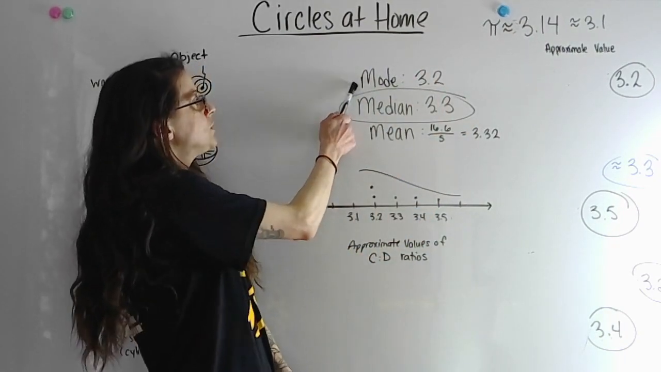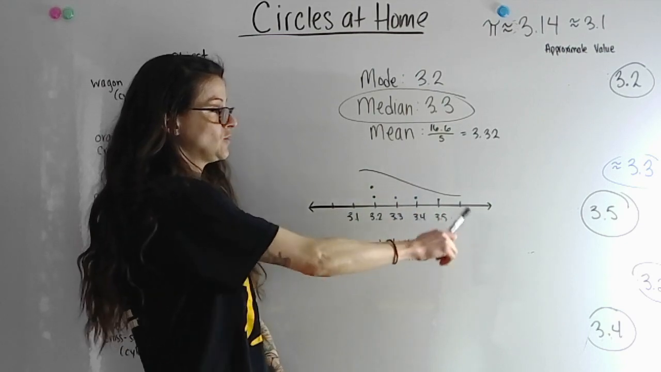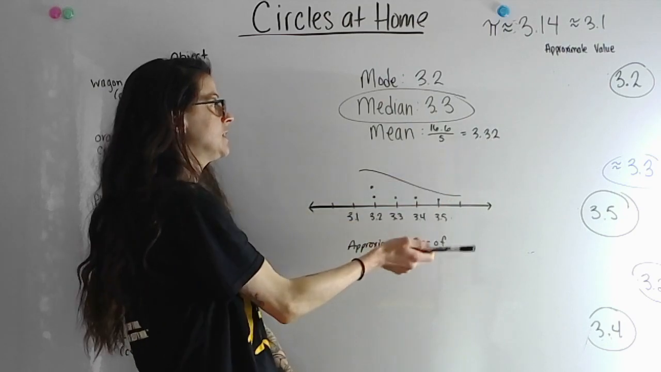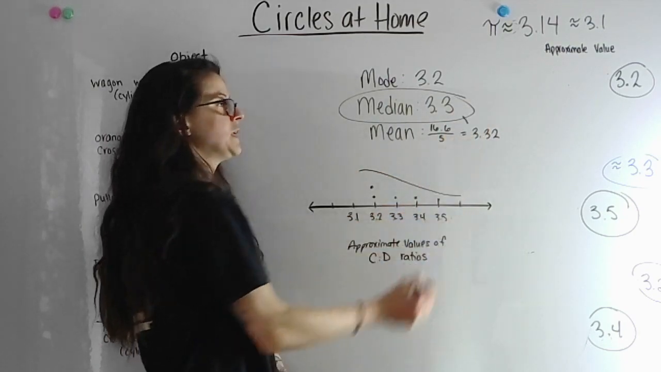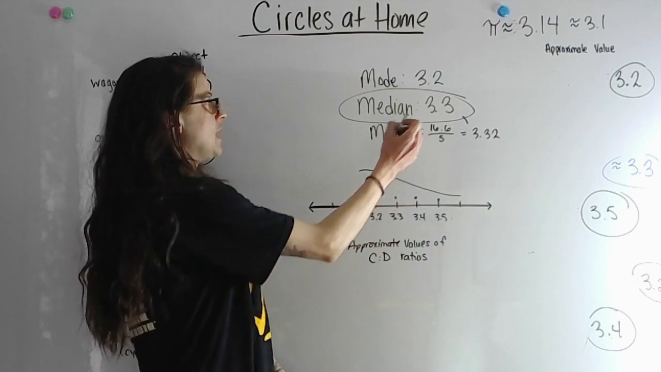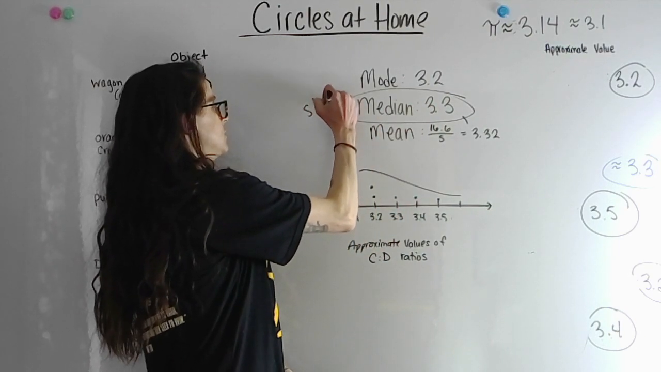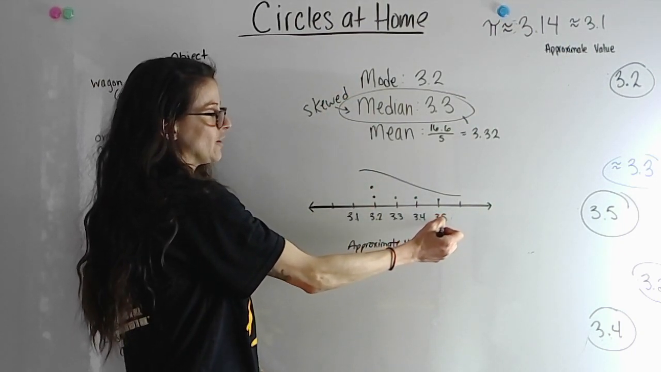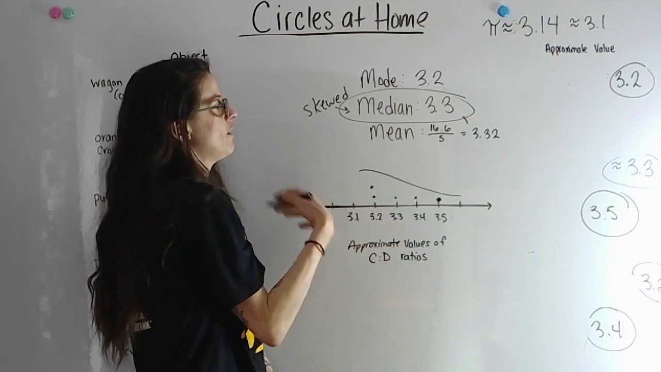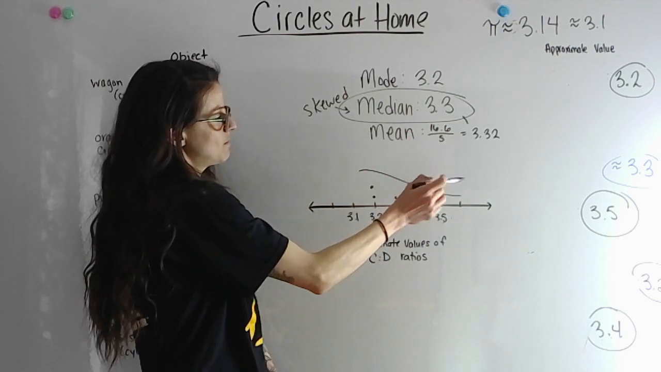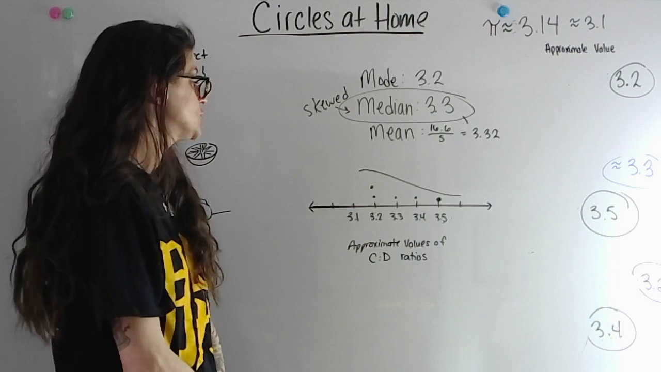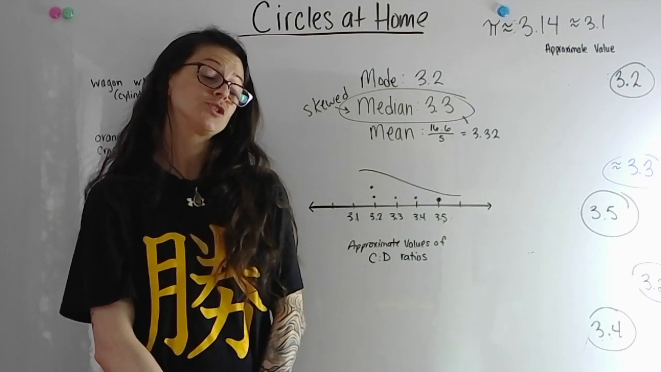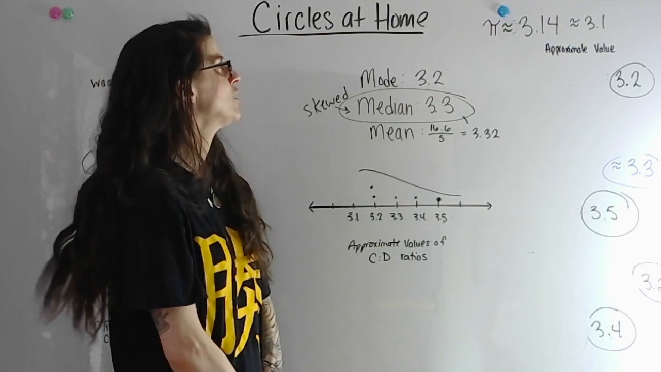I would say that the mode does not accurately represent the values that are to the right of our data, the greater values, and that the mean is close enough to the median that we can rely on the rule that if the data is skewed, we will stick with the median because we don't want the values of the extreme numbers to affect the measure of center. So to me, 3.3 seems like a good approximate value of the ratios from circumference to diameter that I found in my yard.